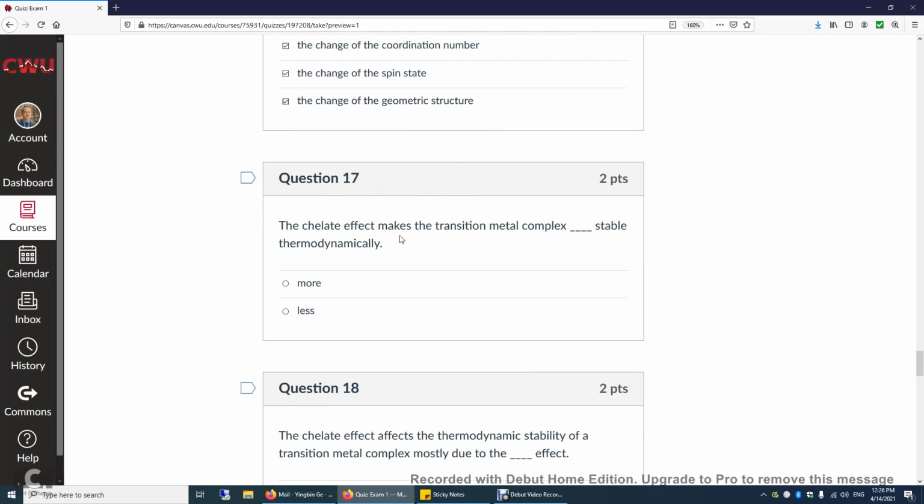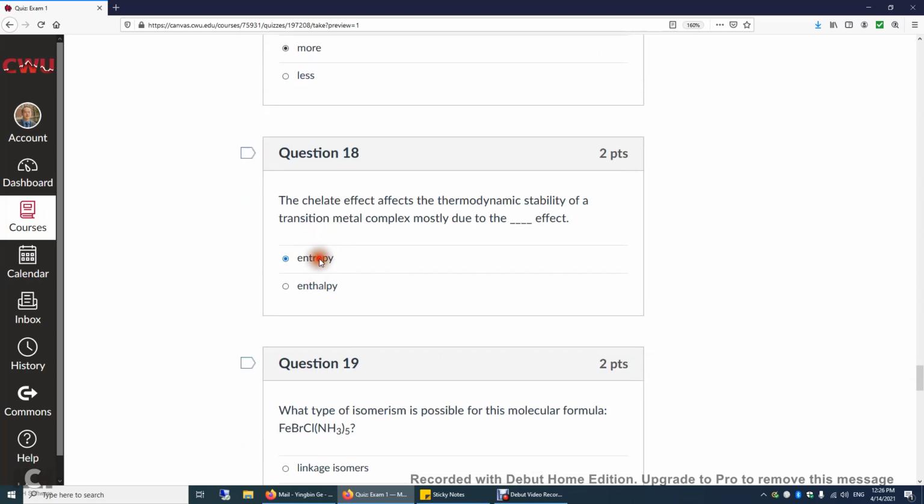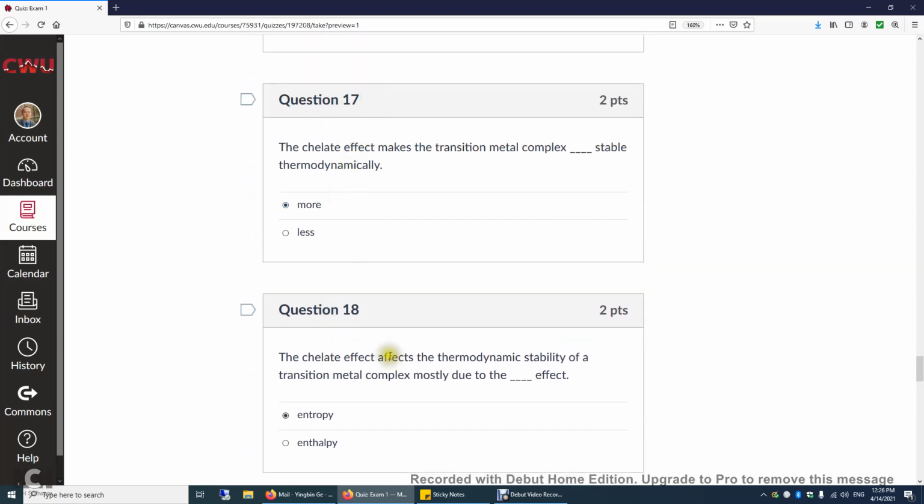Question 17, the chelate effect. The chelate effect always makes the transition metal complex more stable due to the entropic effect. All right, entropic effect over here. So we answered question 17 and 18 at the same time. It's entropic effect because if you just use the same type of atoms, right? If you have 2 separate ligands, both with a nitrogen atom as the point of attachment versus a single ligand with 2 points of attachment, both are nitrogen atoms as well. So in that case, you form similar bonds. They are both nitrogen to transition metal bonds, but over here, entropic effect.